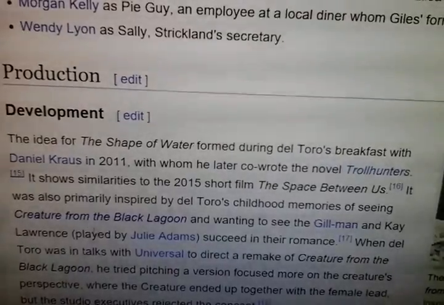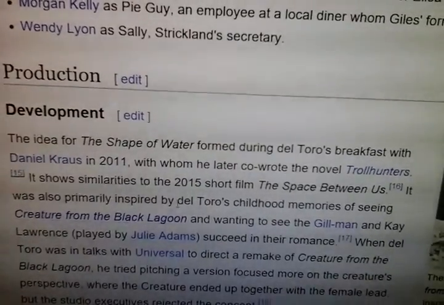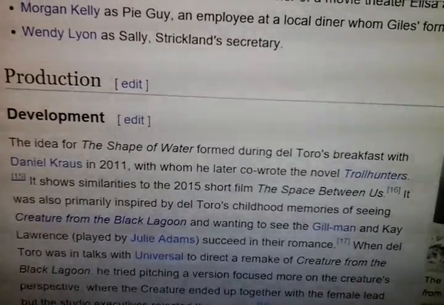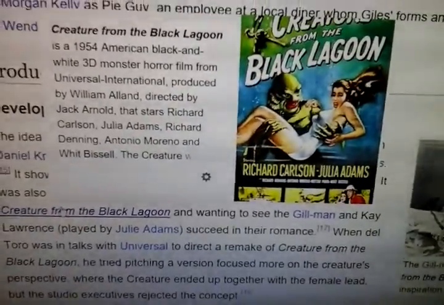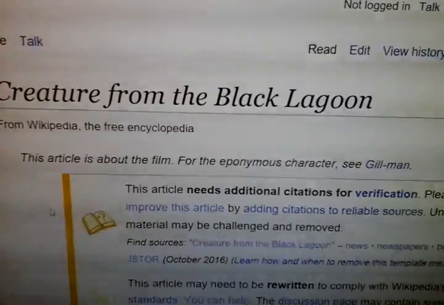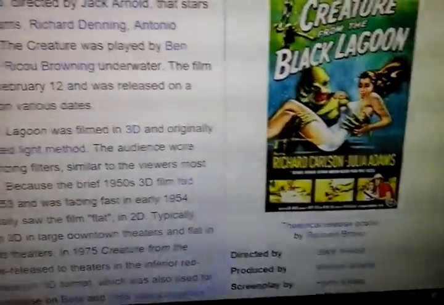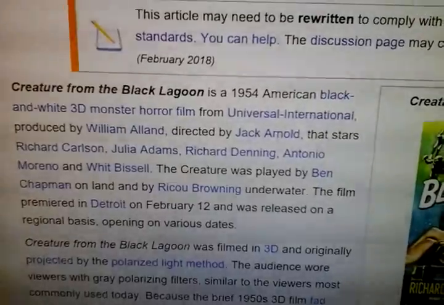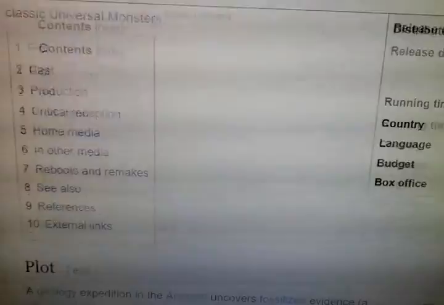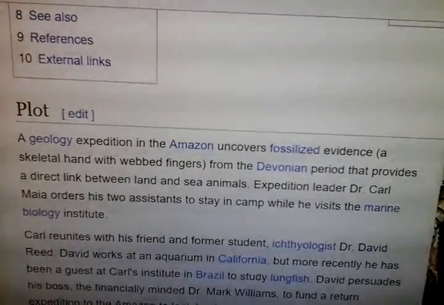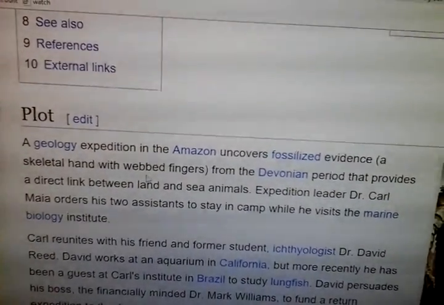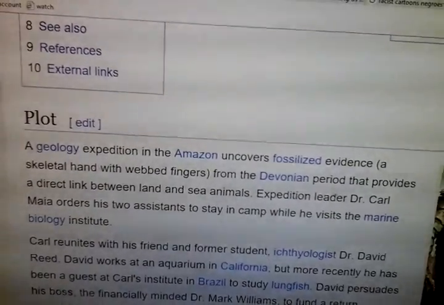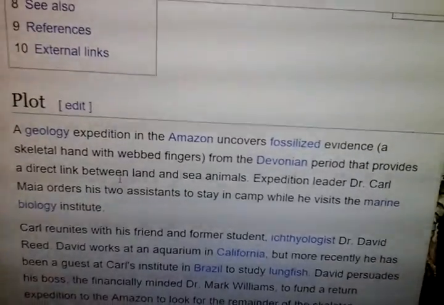Listen to this. It says he was inspired by Del Toro's childhood memories of seeing Creature from the Black Lagoon. Okay, so it stems from this, called The Creature from the Black Lagoon. And what is The Creature from the Black Lagoon about? It says a geology expedition in the Amazon uncovers fossilized evidence, a skeletal hand with webbed fingers from the Devonian period that provides a direct link between land and sea animals. Now look at the creature. This is what they have.